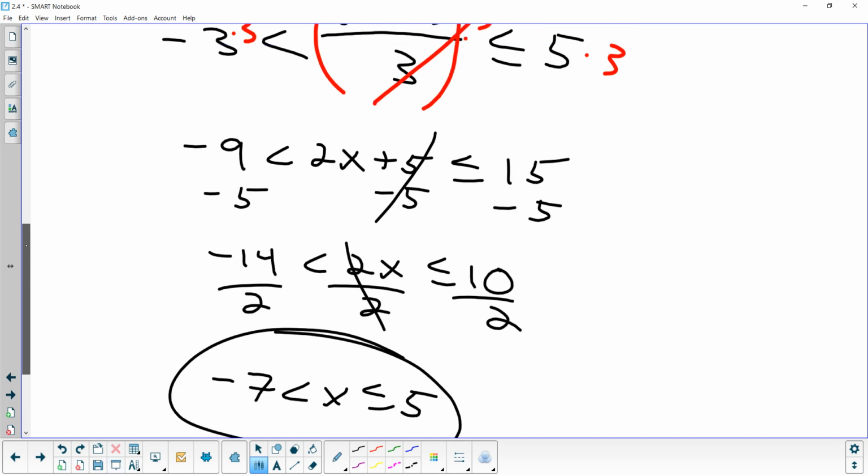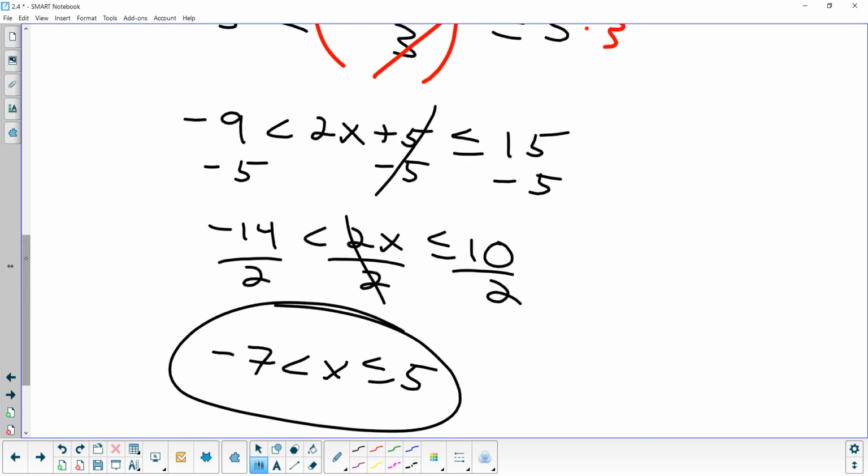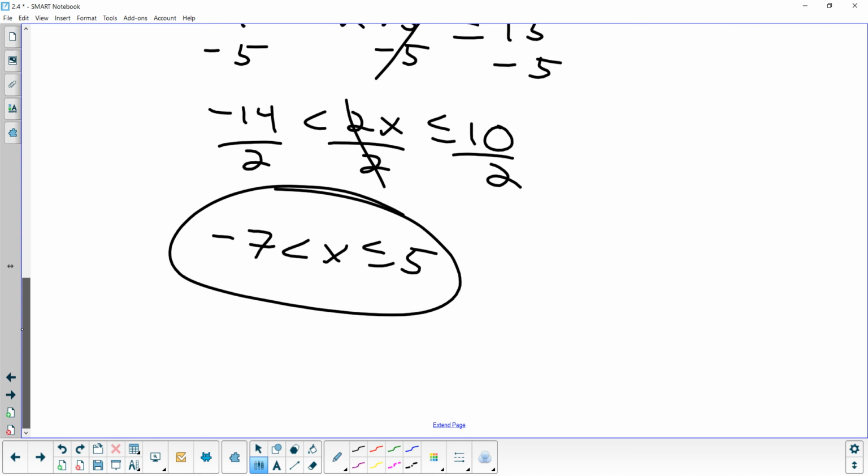Okay, so any questions on solving when you have a double inequality or like a compound inequality? When would you flip the signs again? Only if you multiply or divide by a negative. Okay. So like if this was a -2, everything would flip when we divide.